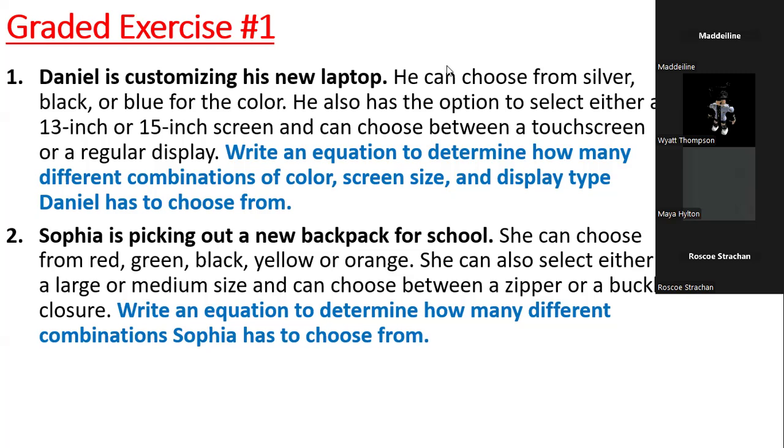Excuse me, Mr. Petit, do you want us to multiply by the number of things there? Yeah, so it depends on the amount of choices, right? So that's how you should multiply. I'm on number 2 now. So you have to count the amount, right? Like how many colors you have, how many different screen sizes you have, how many different display types you have, multiply them.